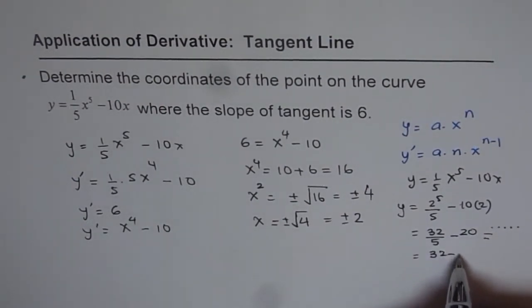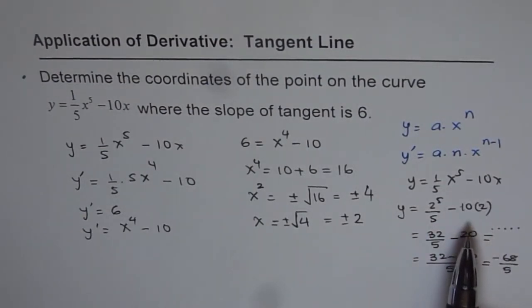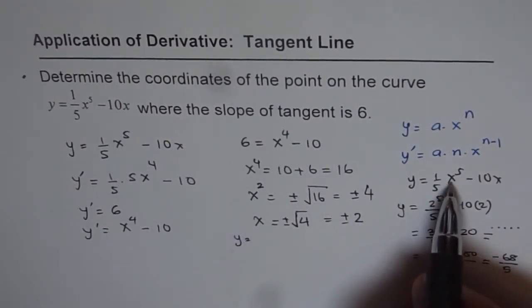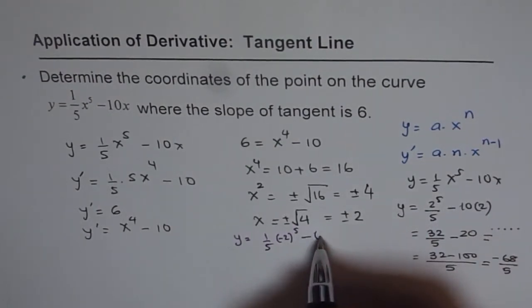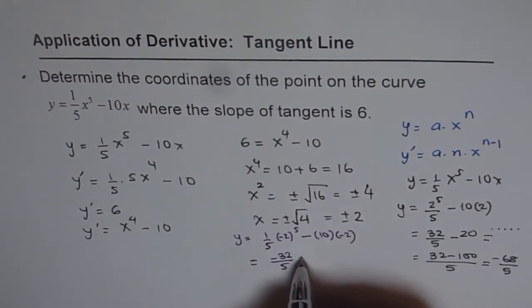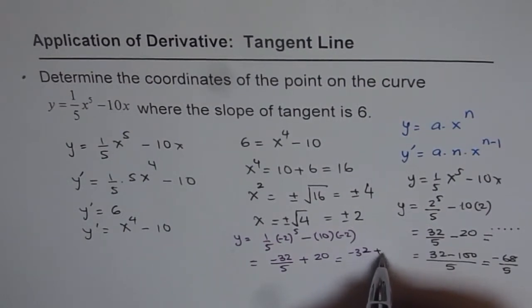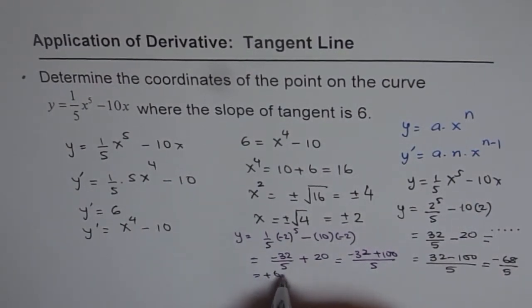You can find this answer, 32 minus 100 over 5, and that gives you minus 68 over 5. So that is one value of y. To get the other value of y, we should substitute minus 2 in this equation. So we'll substitute in the original equation, which is 1 over 5 times minus 2 to the power of 5 minus 10 times minus 2, right? So that gives us minus 32 over 5, and minus minus becomes plus 20, right? And this can be solved as minus 32 plus 100 over 5. And that gives you the value of plus 68 over 5.